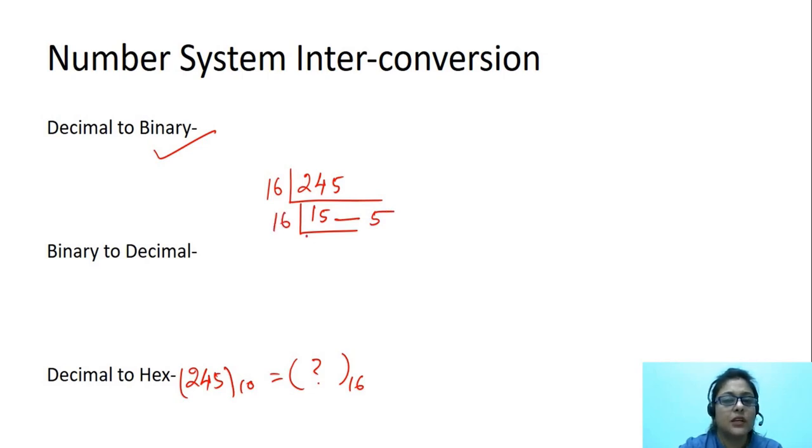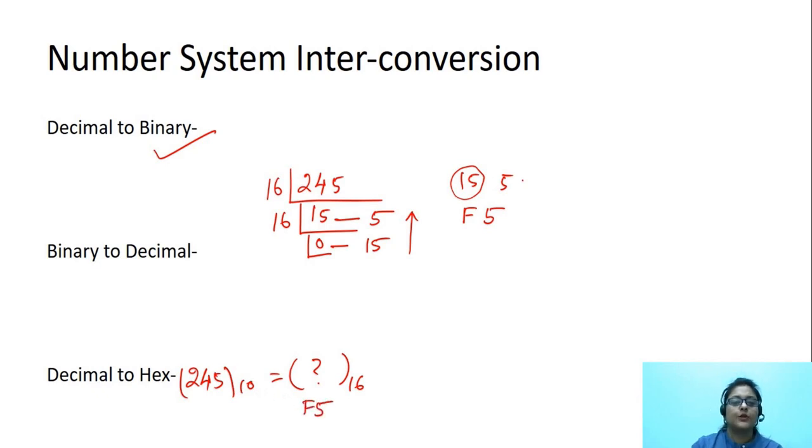Again, you start dividing with 16. It comes to be 15. So we have reached the last stage because here we have got 0. And you start counting from below. So it is going to be 15 and 5. Now 15 cannot be any number in hexadecimal because 15 is represented by F and 5 as it is. So here 245 base 10 basically is F5. So this way we convert a decimal number to a hexadecimal number.